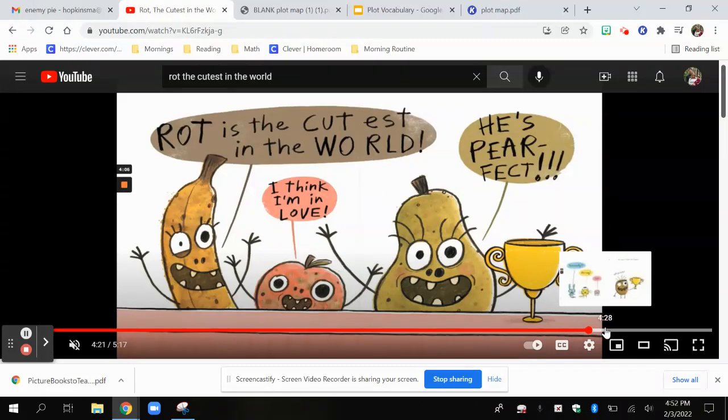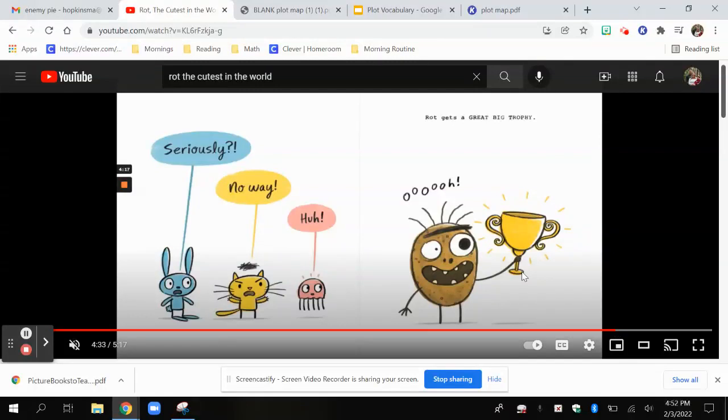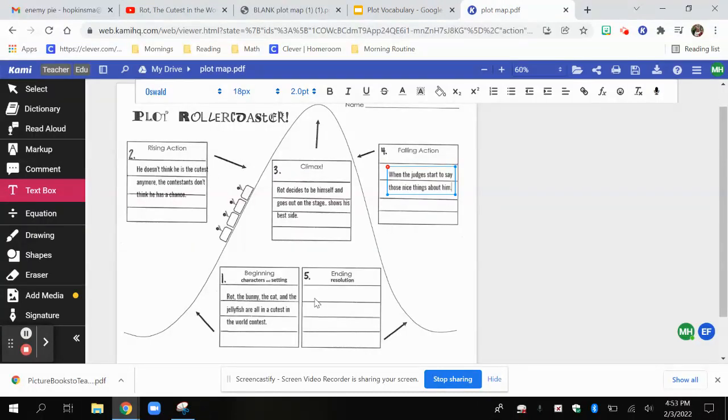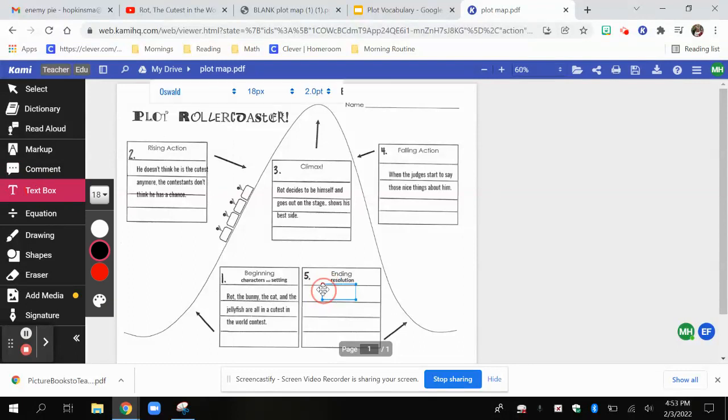The crowd loves him. And that resolution is when Rot gets that big trophy, and he even knows he's the cutest in the world. So that's my ending. How that story ends is Rot wins the competition and is the cutest in the world.